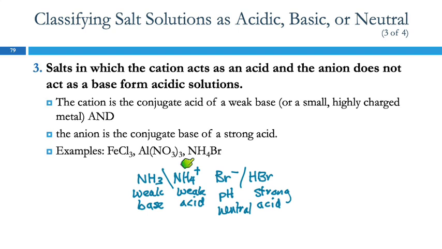So we have the cation acting as a weak acid. We have the anion being pH neutral. So this will make an acid solution. It'll be acidic. This concept is not a huge deal in this course, but it does come up. So I'm not going to say just ignore it, but, you know, you can pass the class without understanding this.